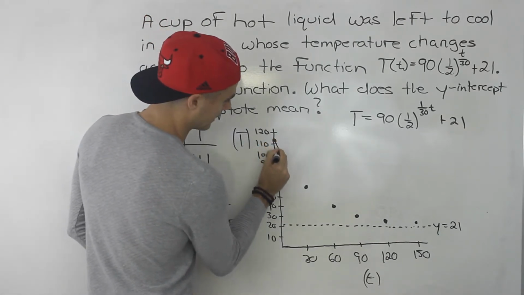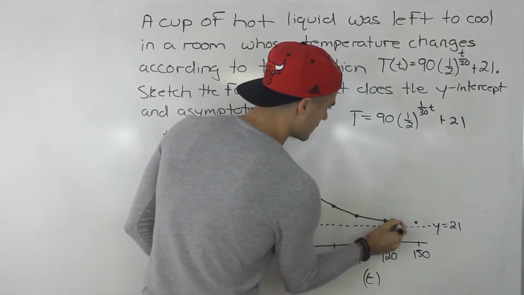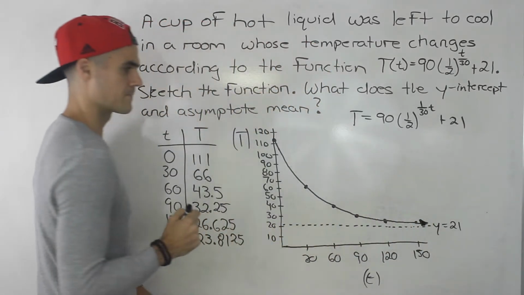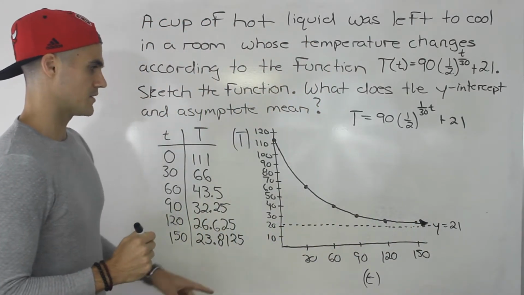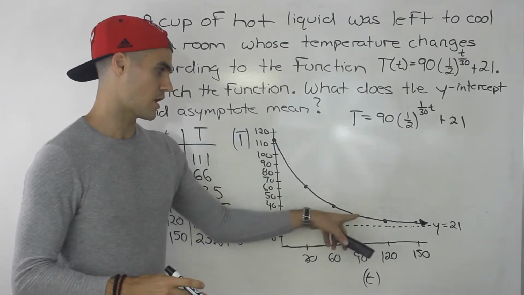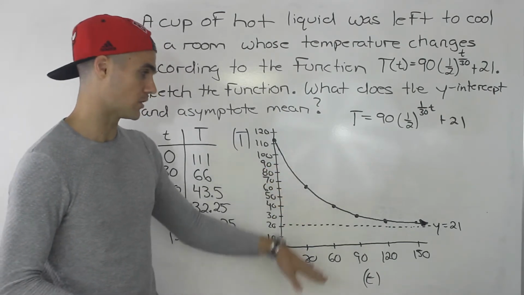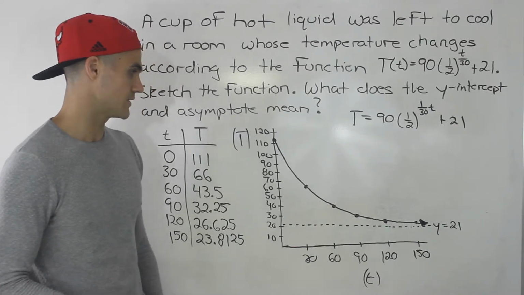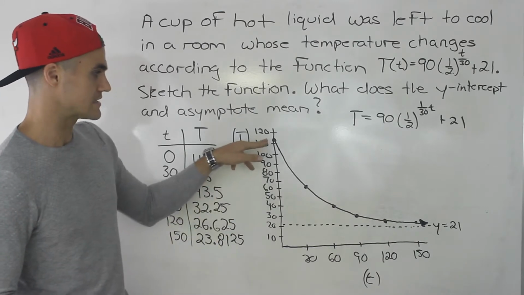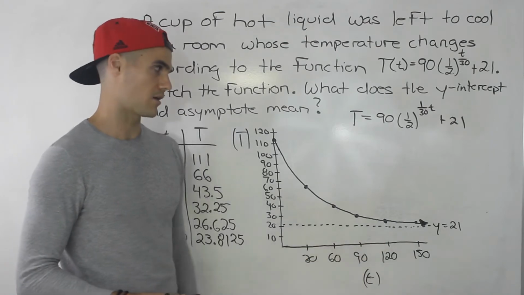So when we connect all these points, it's looking something like that. Before you plot these points, I would recommend that you plot the horizontal asymptote first, so you know that all the points are going to be above it, or below it if the function is below. I should have done that, but anyway, that's how this function looks. So basically the temperature of this liquid is going down as time goes on.